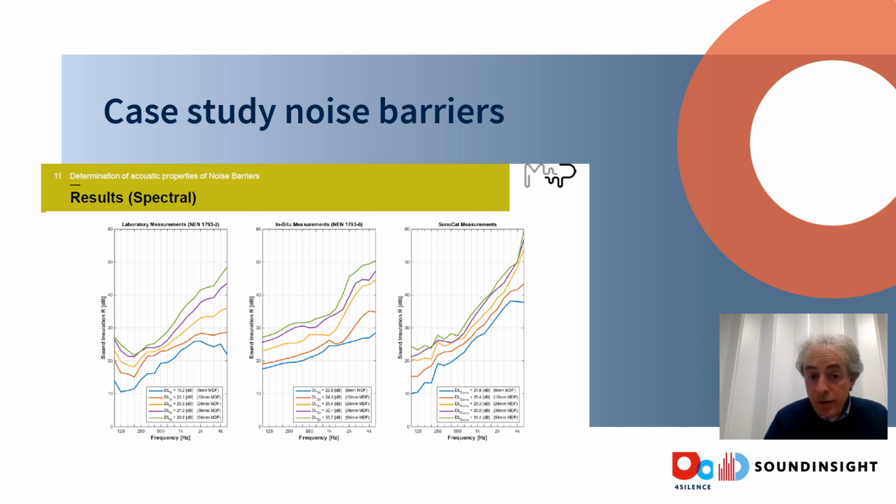And here are the results as a function of frequency, so they're spectral results. You can see the laboratory measurements of a laboratory setup with the same material. You can see the in-situ measurements according to the NEN norm, and you can see the Sonocat measurements. And indeed, you see quite similar results where you actually see the mass law saying that if you increase the frequency or increase the mass, you can actually see an increase in sound transmission loss.